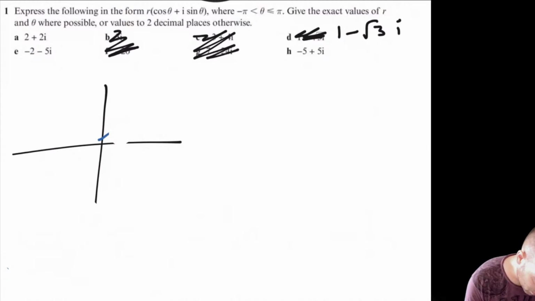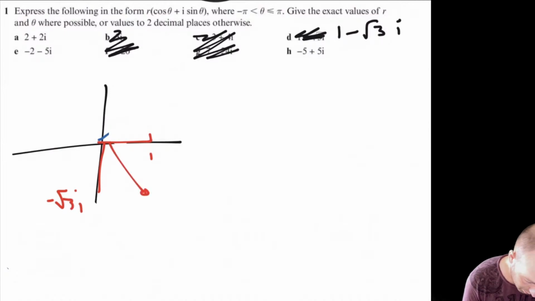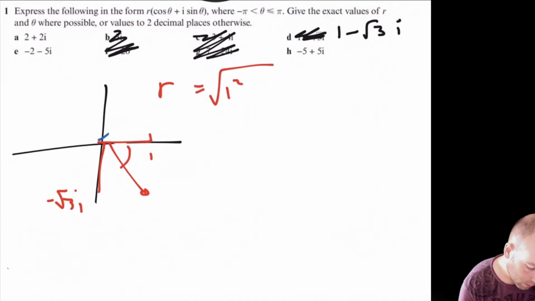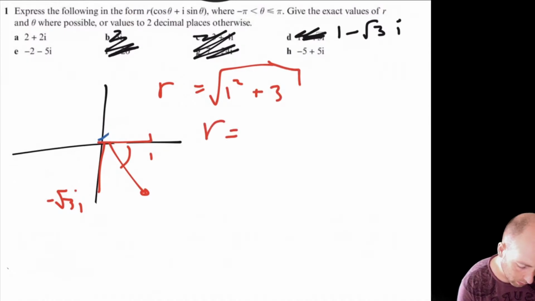So you've got 1 minus root 3 i there. So our angle is going to be in the negative, but I don't have to muck around with anything else. So r equals the square root of 1 squared plus 3. So r is going to equal, in this case, 2.